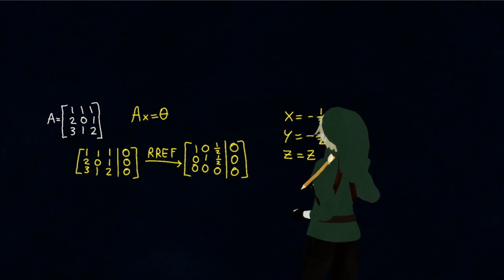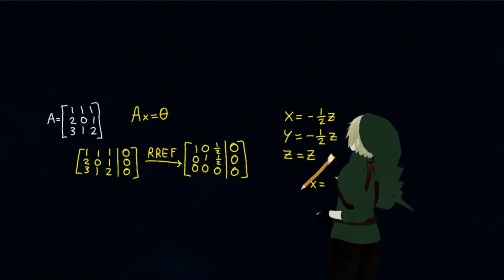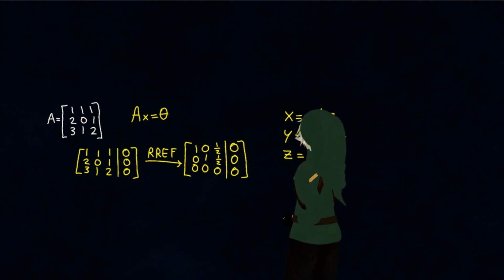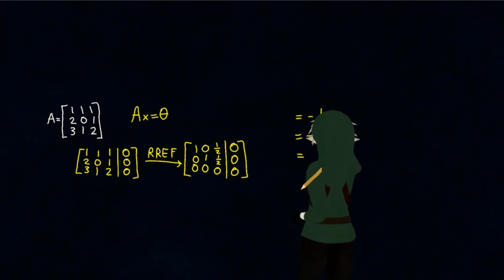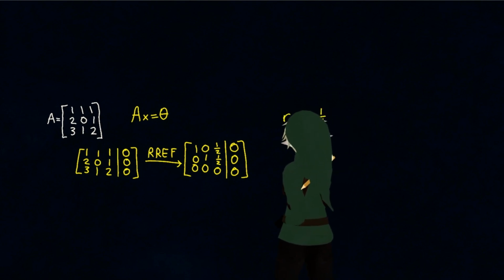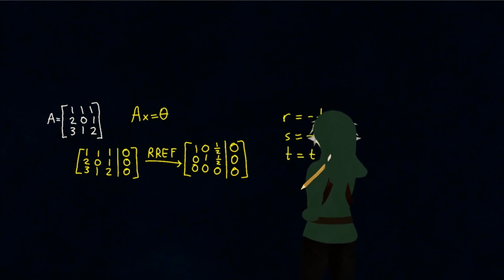I should have changed it. Actually, now I think about it, let me change the variables. I'll turn it back to R, S, T. Let's say that. R, S, T, right? And t is our free variable.